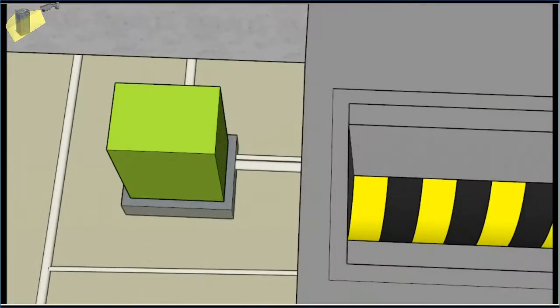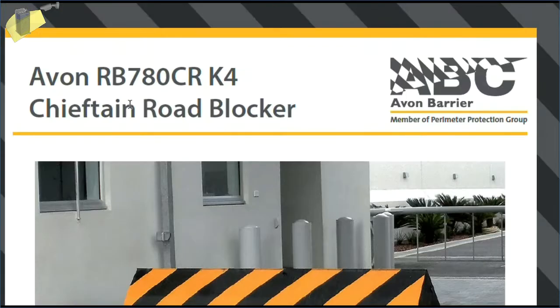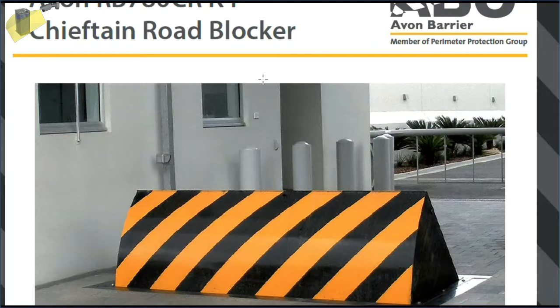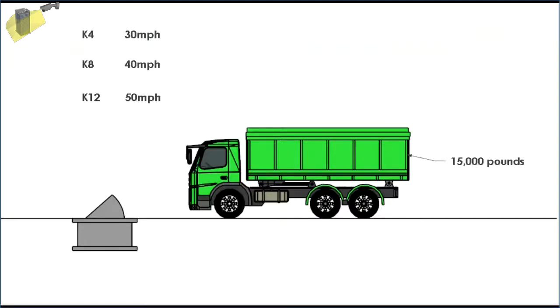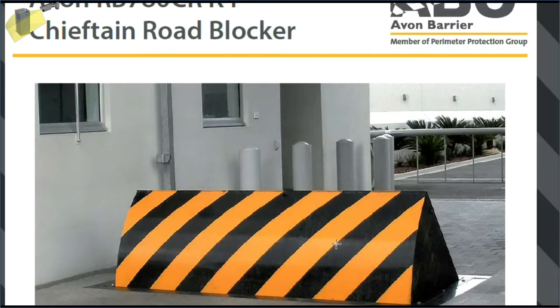We're using Avon Barrier Company's Chieftain road blocker as an example. This model is RV780CR-K4. This is a K4 rated road blocker, so if a vehicle hits this road blocker at the speed of 30 miles per hour, it won't be able to penetrate.